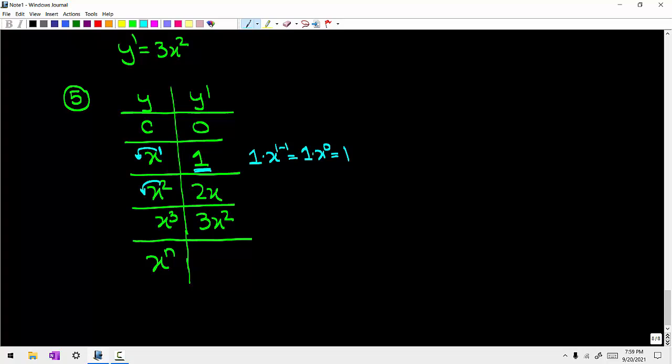Out here, the 2 comes in the front, so we get 2. And you decrease the exponent by 1, so we get 2 minus 1. So we get 2x to the 1, which is what we have here. Out here, the 3 comes in the front and you decrease the exponent by 1, so we get 3x squared. So in general, if you have an n here, the n will come in the front and you decrease that exponent. So this is an extremely important derivative that you should know.